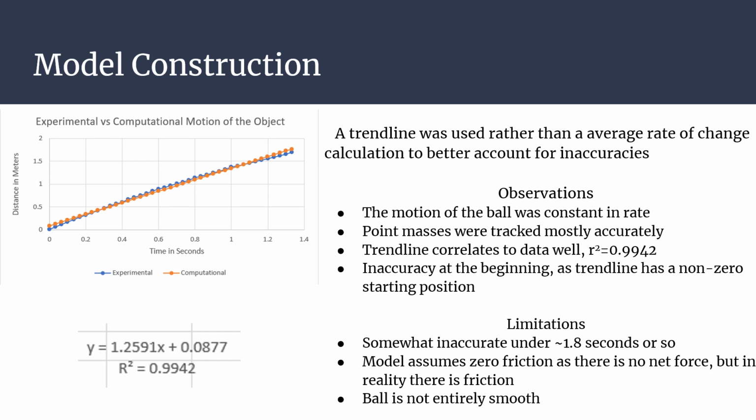So during the lab, the motion of the ball was relatively constant and point masses were tracked quite accurately. However, the trend line correlates to the data very well with an R-squared value of 0.9942. There was some inaccuracy at the beginning and the end, as you can see, and this is due to the fact that the experimental position graph is concave down, which means that there's a decelerating effect in place. So what this means is that unlike the assumption in our model that there's no net force, there is actually a force acting on this ball, which is most likely friction. So this is the main limitation of this model. It assumes that there's zero friction, but as in any case in real life, there is friction.